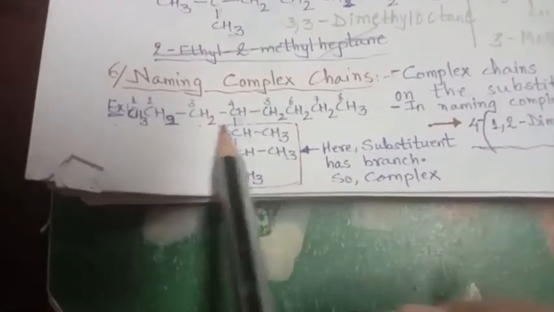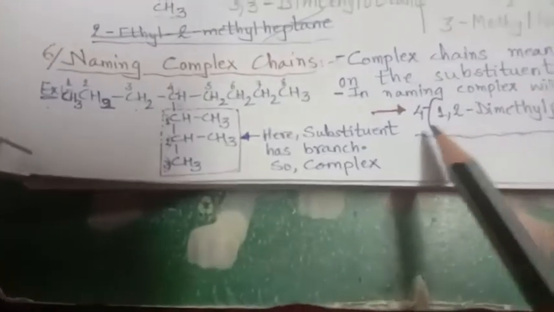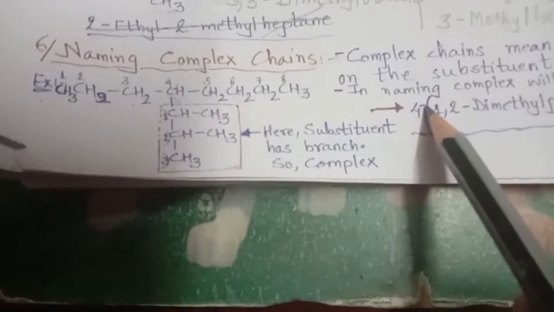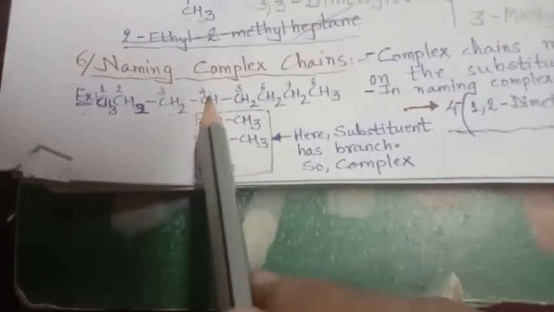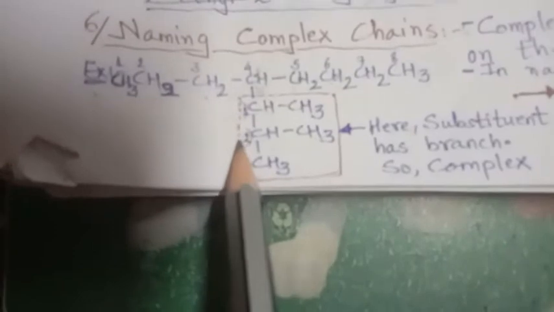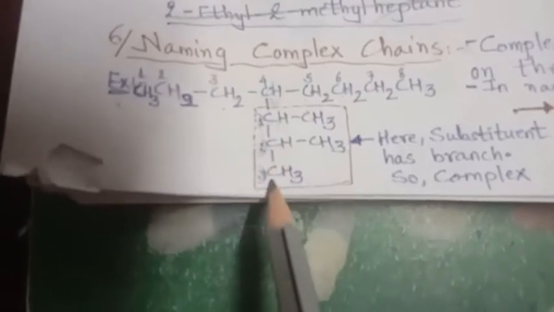So on which position is the complex chain? It is on the fourth carbon. So first we will write 4, then hyphen, then the bracket. Now the carbon which is attached to the parent chain will be given number 1. So see here, 1, 2, 3. This carbon is attached to the parent chain, so it will be 1, 2 and 3. So fourth position, complex chain, 4 hyphen into bracket.